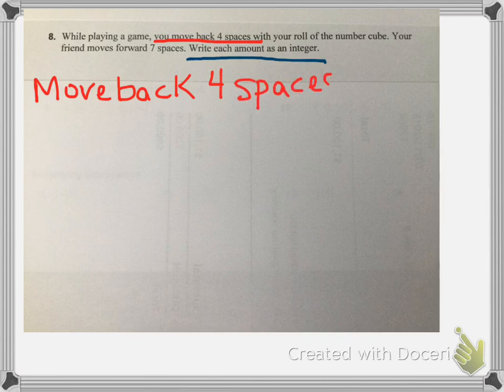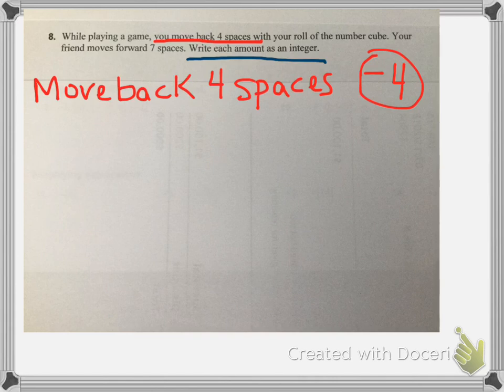Well, if I'm moving back, that would be a positive or a negative. Moving back would be a negative, and you're moving back 4 spaces, so it would be -4. That would be the integer for that. Okay, that's the first one that you're writing.